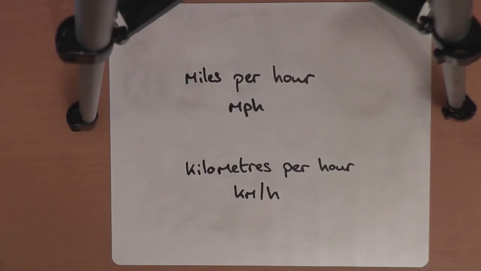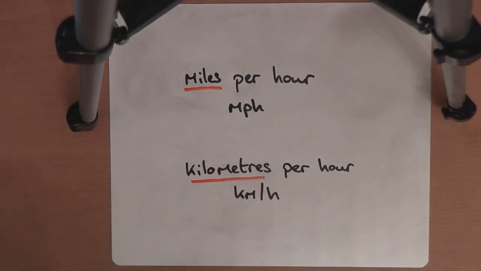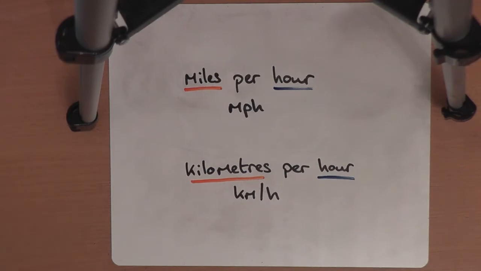Now there's something that connects these two units, and that's what they are made up of. If we look very closely, we should see that both of these units of speed are made up of a distance unit, miles in the first case, kilometers in the second, and they are both made up of a time unit, hours in each. And in fact, more than that, we've got per hour, miles per hour and kilometers per hour. In fact, this is true of any unit of speed. Any unit of speed will be a combination of a distance unit and a time unit in exactly this way.